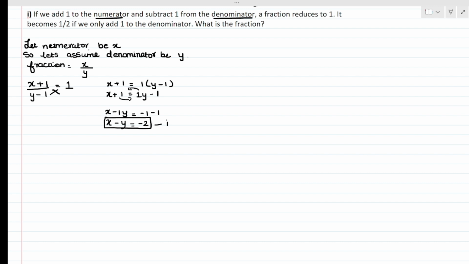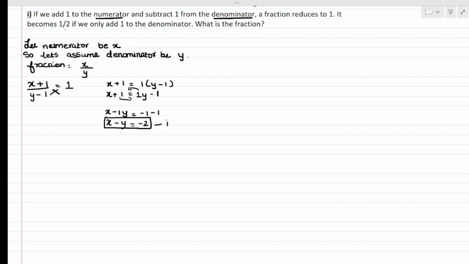Understood clearly what I have done? We assumed our numerator as x and our denominator as y. Then, as the question says, we added 1 to the numerator and subtracted 1 from the denominator. Then we cross multiplied and finally got our first equation as x minus y equals minus 2. Now, move to our next equation.